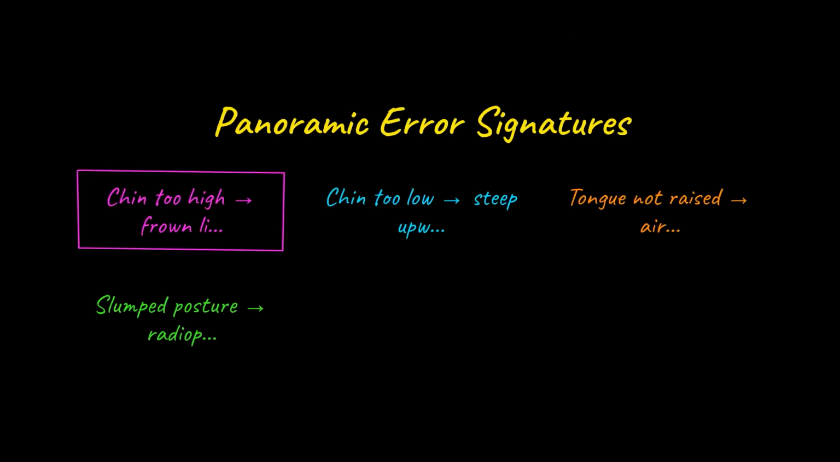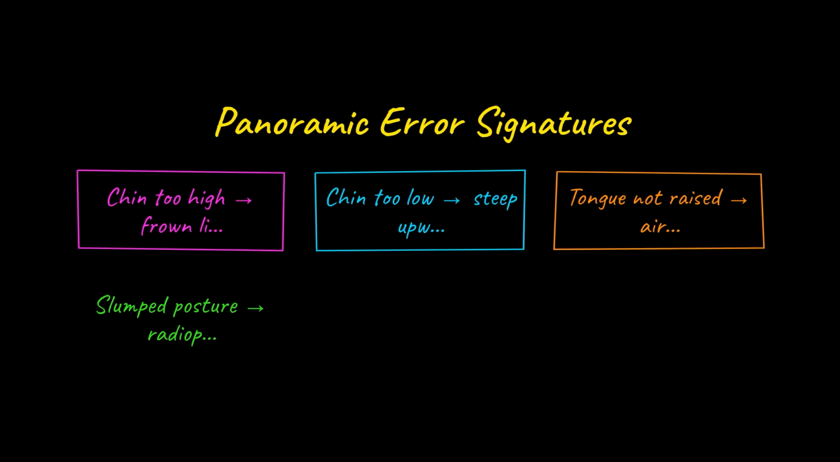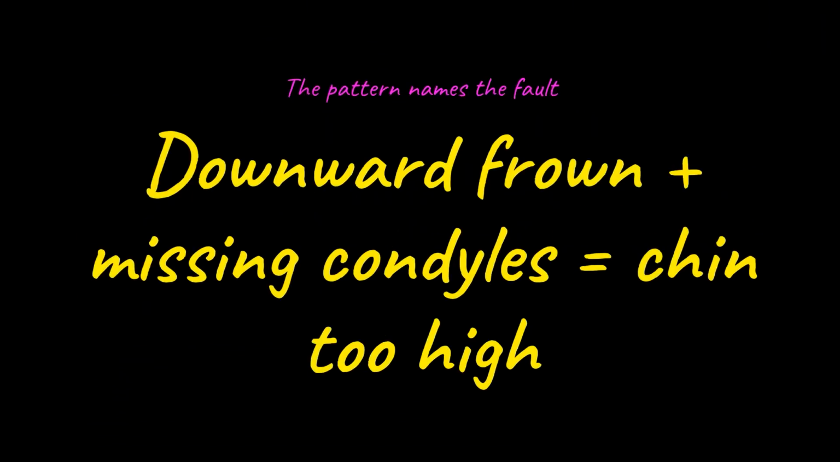Every positioning fault has its own fingerprint. Chin too high gives a downward frown with missing condyles. Chin too low gives an exaggerated upward smile with lost root apices. The tongue not raised leaves a dark air shadow over the upper roots. A slumped spine casts a ghostly opacity over the front teeth. None of these mimic each other. Reading these signatures backward is the skill the exam is testing. When you see a downward curving occlusal line with both condyles cut off, the cause is a raised chin, and correcting it means reseating the patient with the chin brought back down to the standard plane.